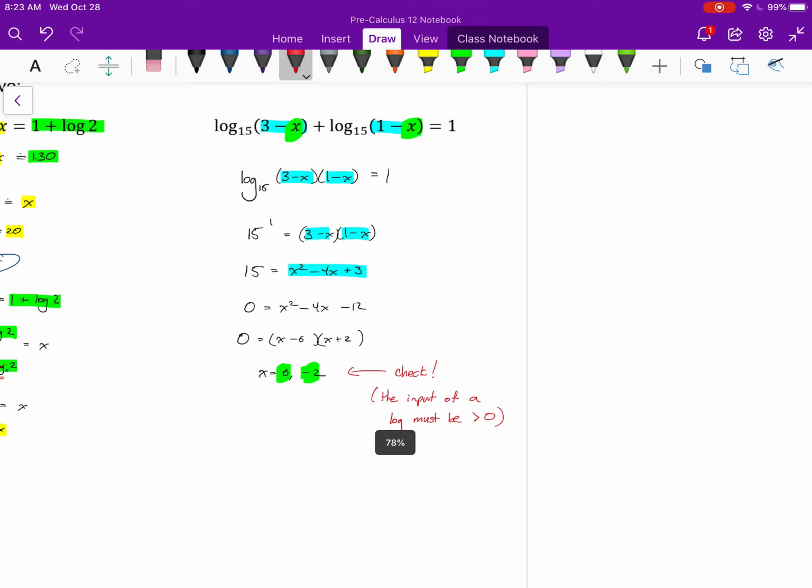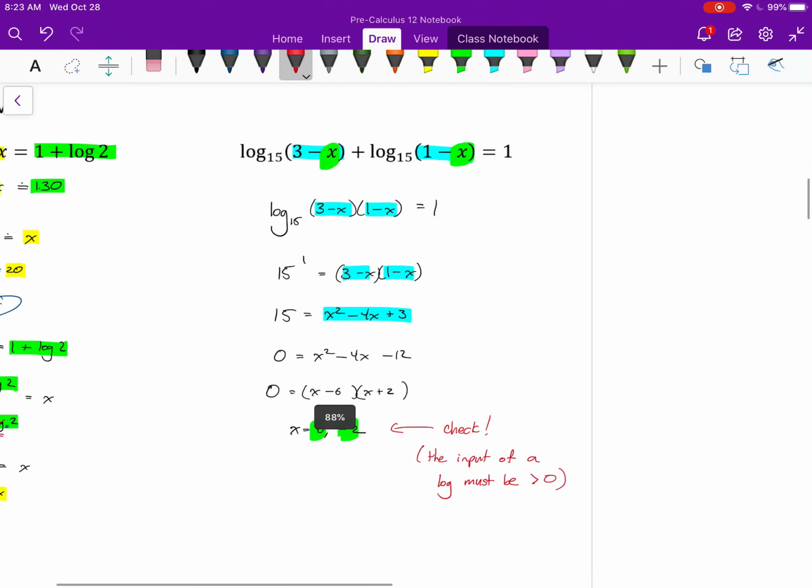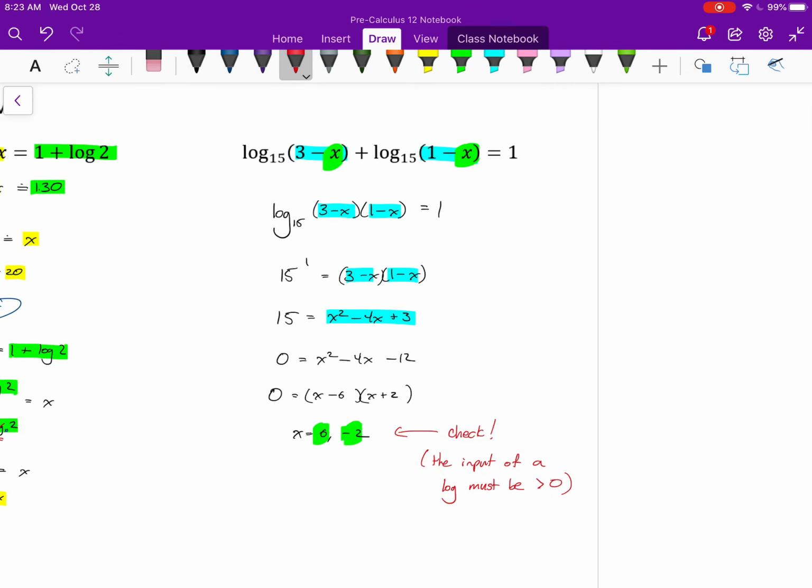Assuming I haven't made any algebraic mistakes, if I replace x with a 6 and I get an input that's negative, I have to reject it right away. And notice I see that right away. If I replace either of these x's with a 6, I get 3 minus 6, which is negative 3, which means log base 15 of negative 3. That makes no sense. So how on earth can 6 be a solution to an equation if it doesn't even make sense putting into the logarithm? At that point, I need to reject it.